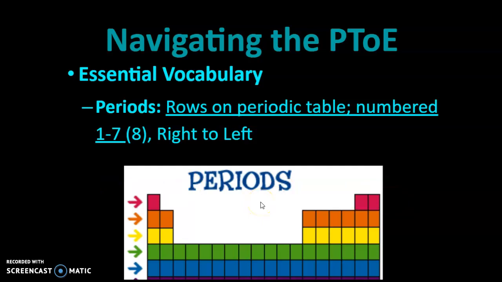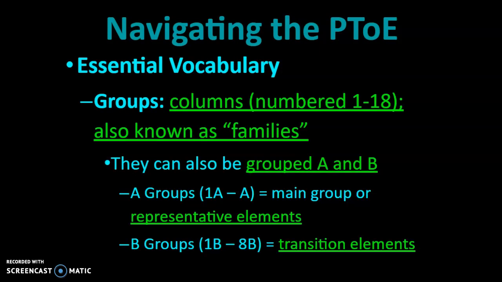Now, going from top to bottom, this is going to be our groups. Groups top to bottom, also known as columns, and they're going to be numbered 1 through 18. A synonym for groups is also families, and they can be grouped between A and B. If it is grouped A, then that is our main group or representative elements. And if it's in the B group, this just means this is the block of the periodic table that is the transition elements.